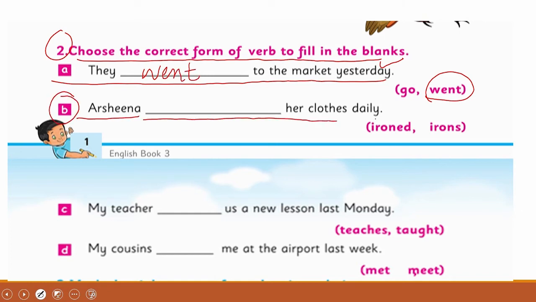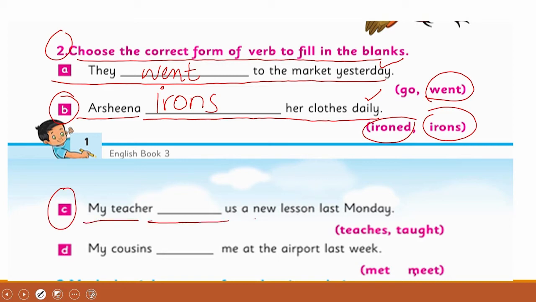Arshina irons her clothes daily. Daily means every day. So for Arshina we will choose the option irons. Ironed is for time which is past, irons is for time which is present. So she irons her clothes daily.